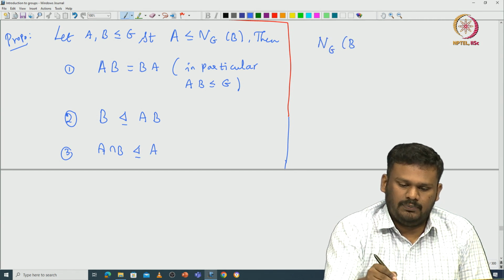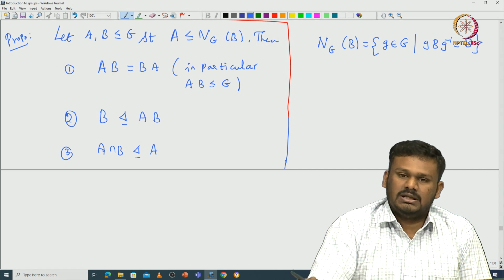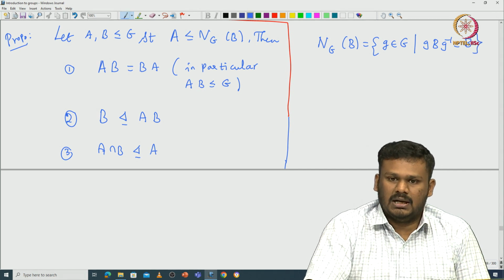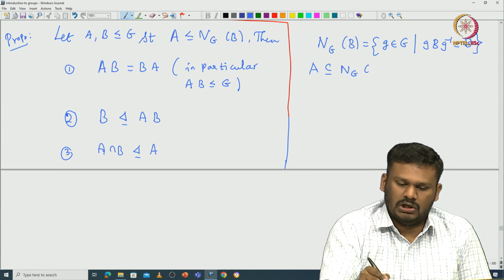The normalizer of B is those g in capital G such that g normalizes this B. That means the conjugate of B under g is the same as B. So that is the definition. Now it's given that A is a subset of N_G(B).